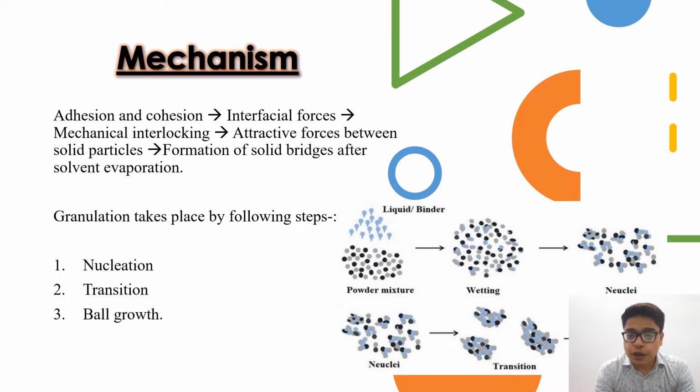Granulation takes place by the following steps. First one is nucleation, second one is transition, and third is ball growth. Nucleation is basically when nuclei of the particles attract each other. Then in the transition state, some particles come together, and then they come closer to form a ball-like structure. This is called ball growth. More particles get attracted towards it, and this forms structures like this, as you can see in the image.